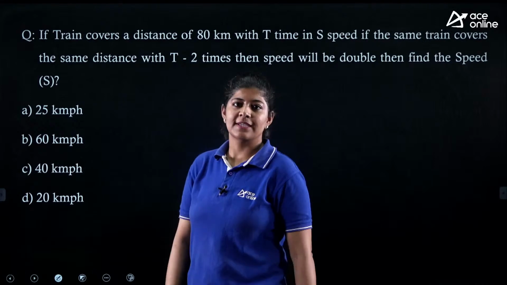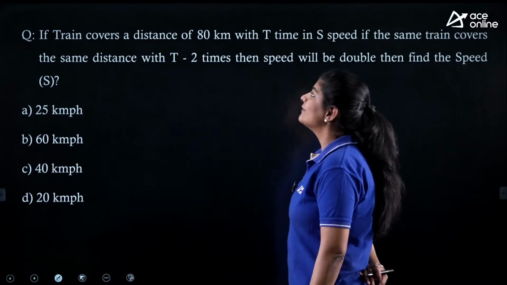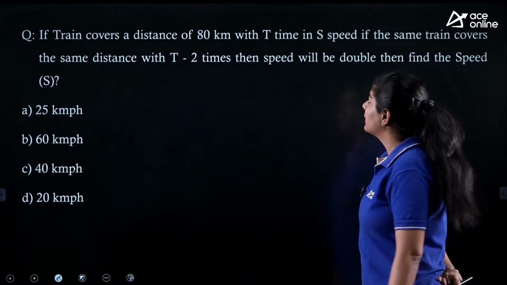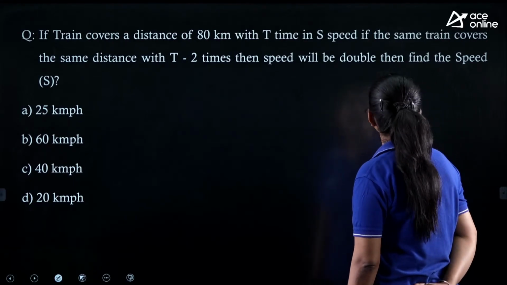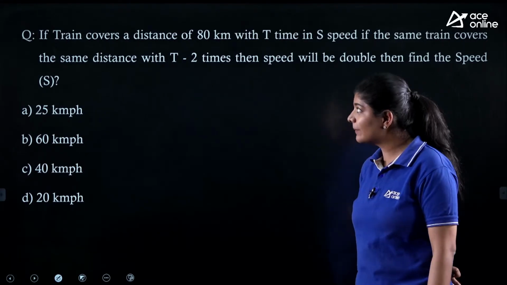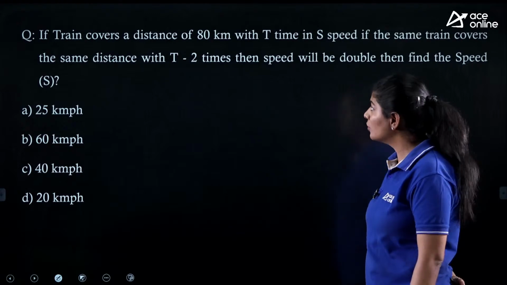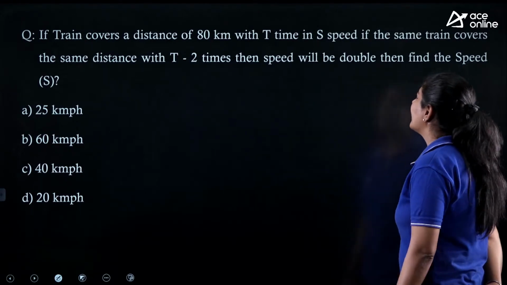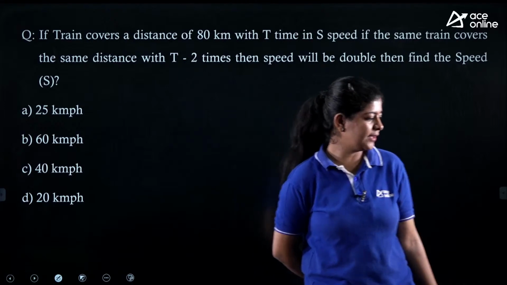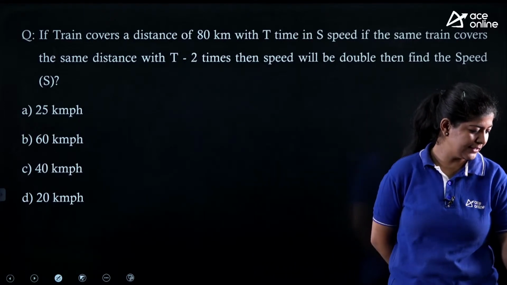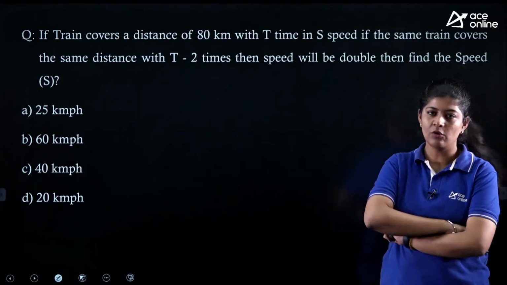The next question says that if a train covers a distance of 80 kilometers with t time at s speed, if the same train covers the same distance with t minus 2 time, then speed will be double. Then find the speed s. What we need to do? We just simply need to find out the value of s.